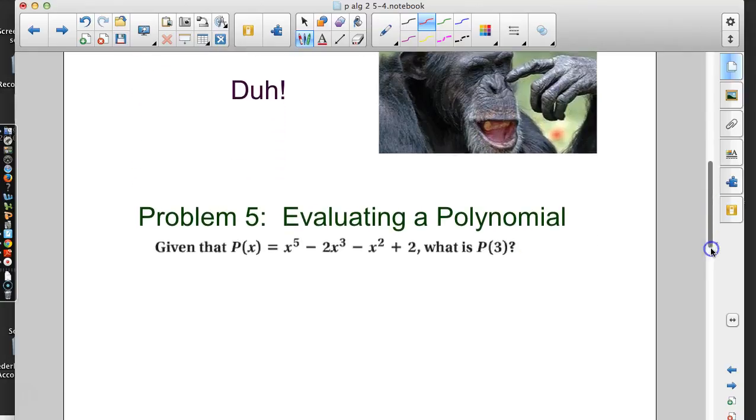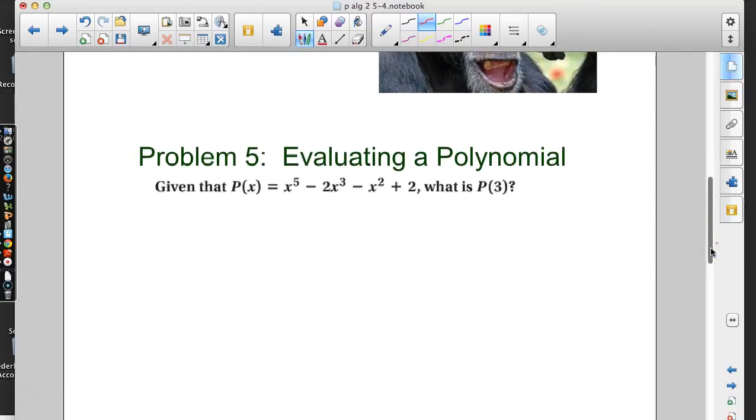So down here, given that p of x equals x to the 5th minus 2x cubed minus x squared plus 2, what is p of 3? Is that in x minus a format? So we don't have to change the sign. It's only when it's in an x minus a format that we have to change the sign. We're going to put 3 out there.